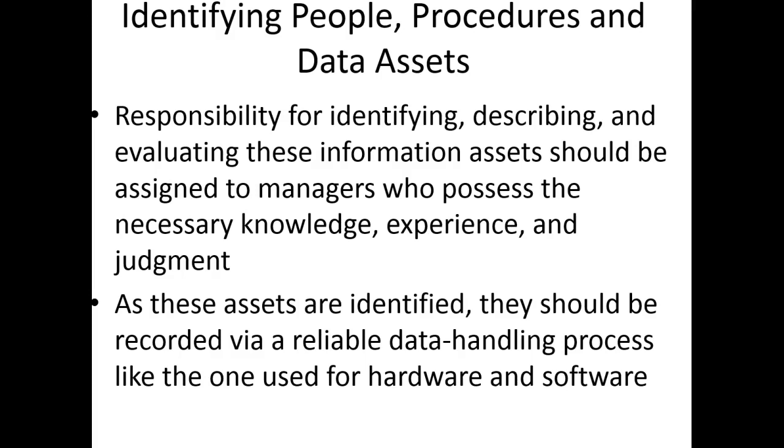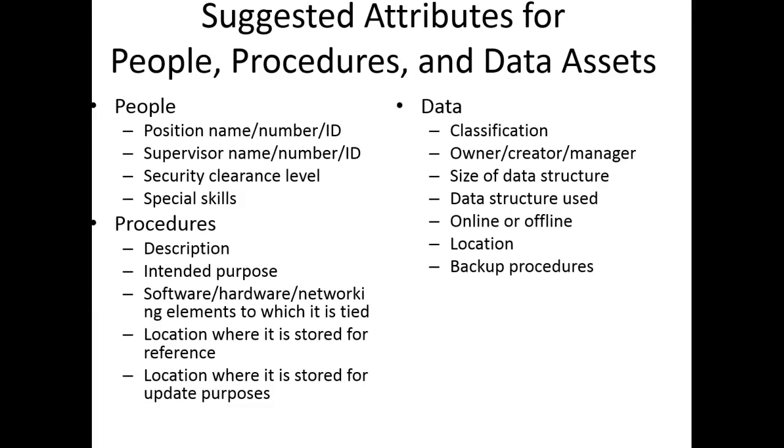As these assets are identified, they should be recorded with a reliable data handling process like the one used for hardware and software. The record-keeping system should be flexible, allowing us to link assets to attributes based on the nature of the information assets being tracked. Basic attributes could include people, data, and procedures. For people, maybe the position name, the ID, the supervisor name and ID, security clearance level, and the skills that the people have.